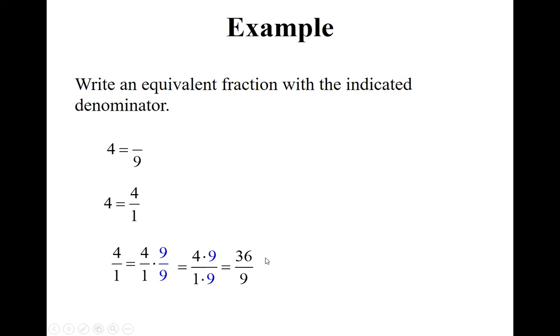And we can see that's equivalent. 36 over 9 means 36 divided by 9, which is 4. So they are equal.